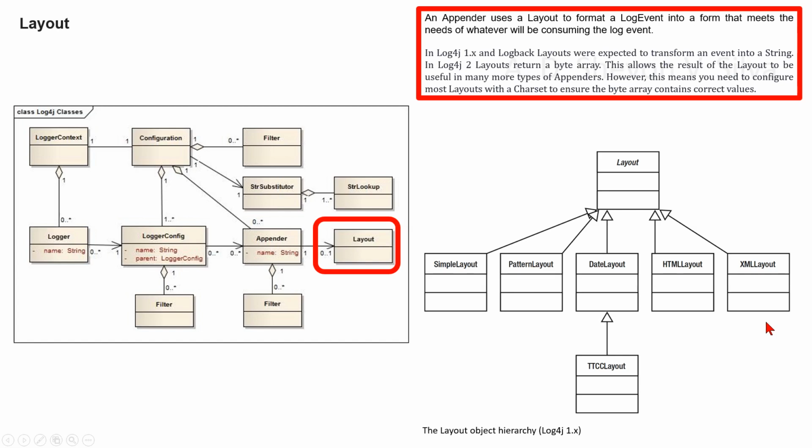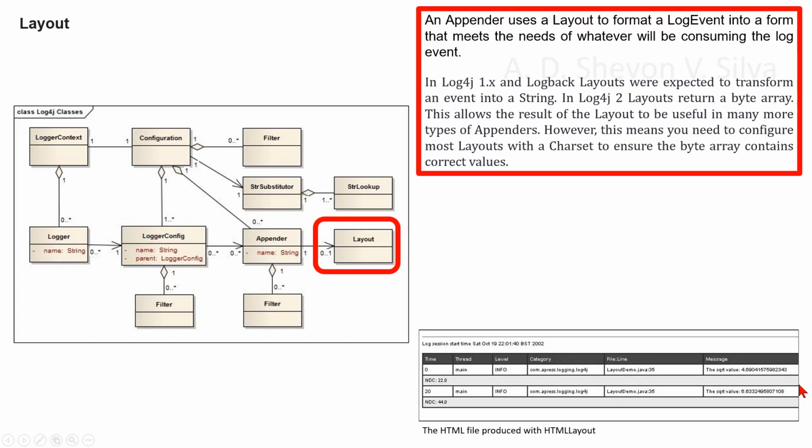The Layout class has subclasses here in Log4j 1.x: simple layout, pattern layout, date layout, XML layout, and HTML layout. Date layout has a subclass, TTCC layout, here in Log4j 1.x. Here you can see an HTML file produced with HTML layout in Log4j 1.x.